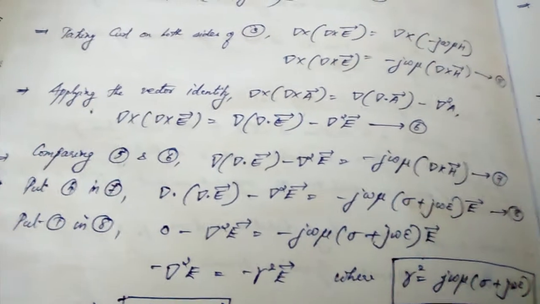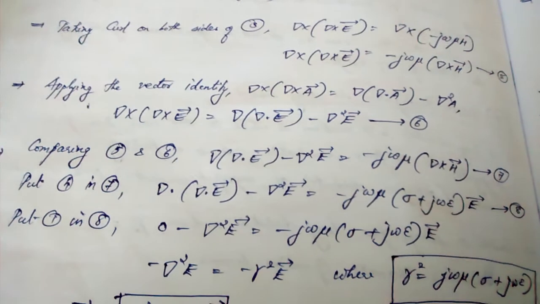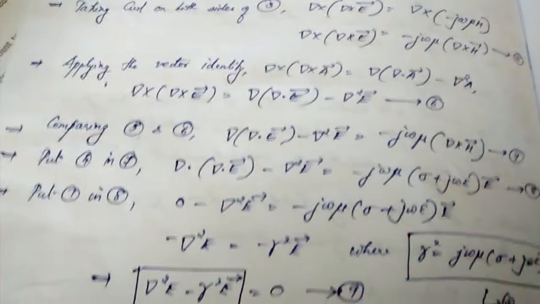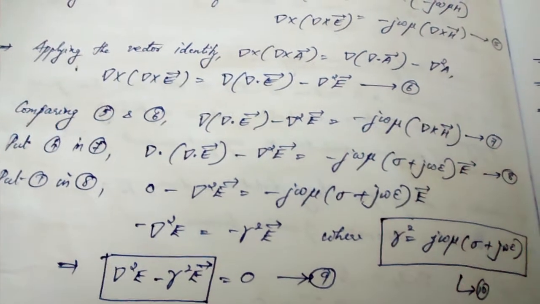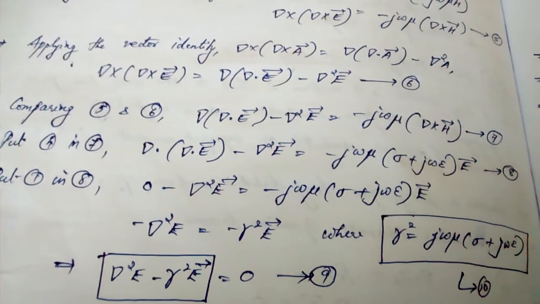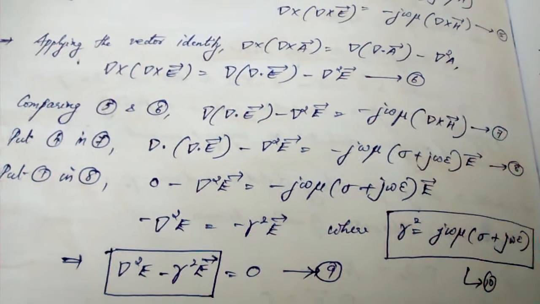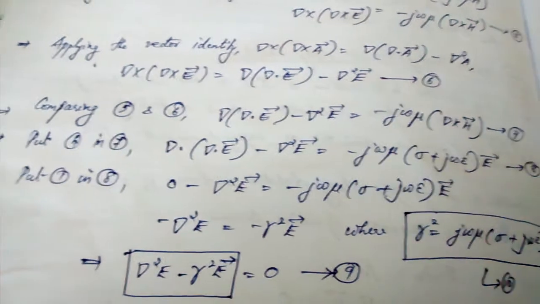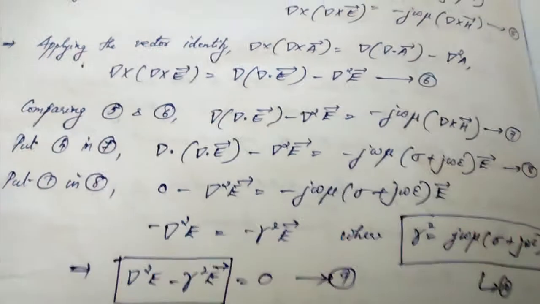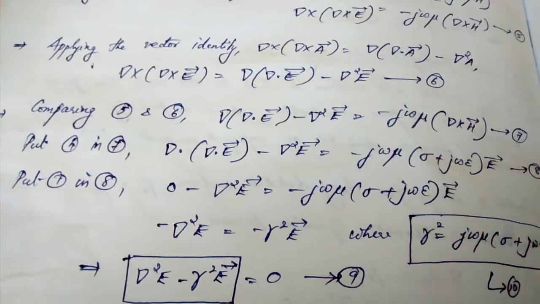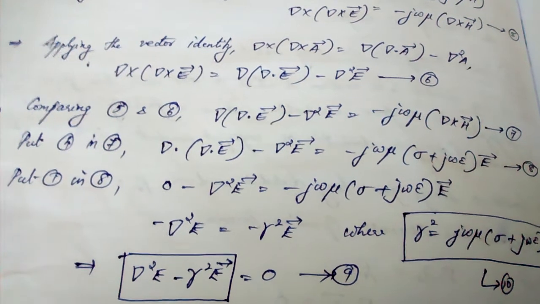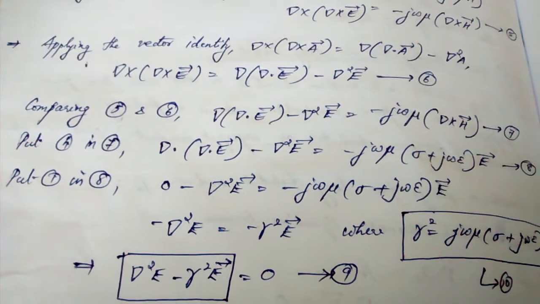Now we can see the LHS of equations 5 and 6 are the same. So comparing those two equations, you get del of del dot E minus del square E is equal to minus j omega mu into del cross H. Now you have to substitute for certain terms. So you can write del of del dot E minus del square E is equal to minus j omega mu into del cross H.